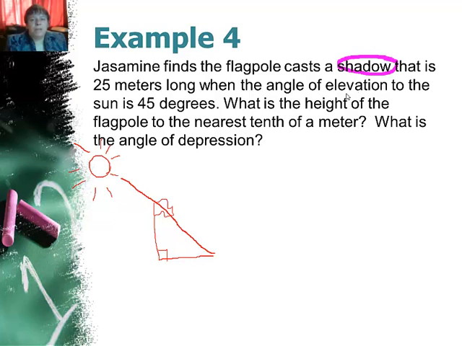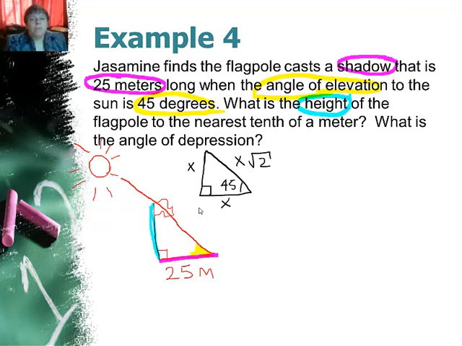So first of all, let me label my shadow. It's 25 meters, so there it is. Angle of elevation, 45 degrees. That's this part right here. And I'm looking for the height, which is this part. So, first of all, if one side is 45 and the other side is 45, that's the 45, 45, 90 triangle. So I draw it straight from the math chart.